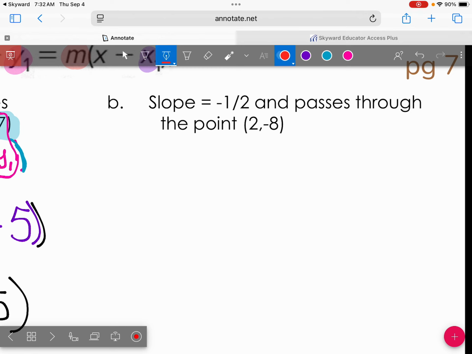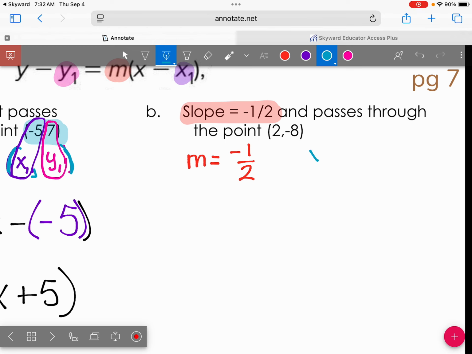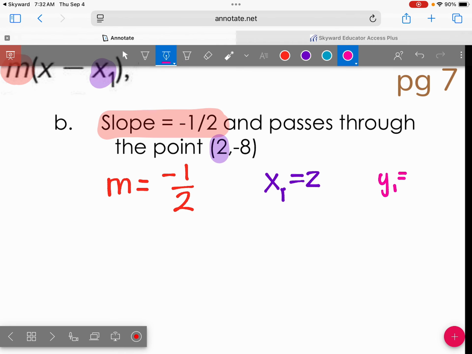So on this one, what is our m? -1/2. That's our slope. What is our x1? x1 is 2. That's this guy right here. And our y1 is what? -8. So it's playing match them up.